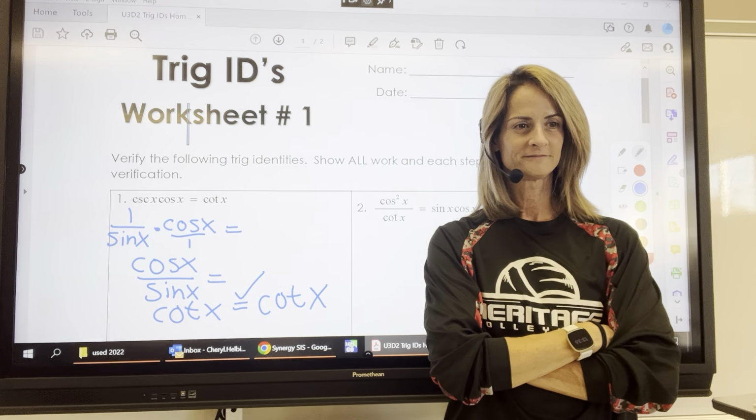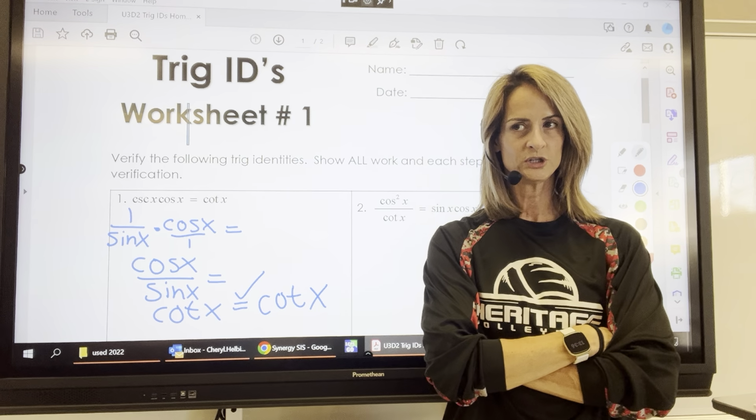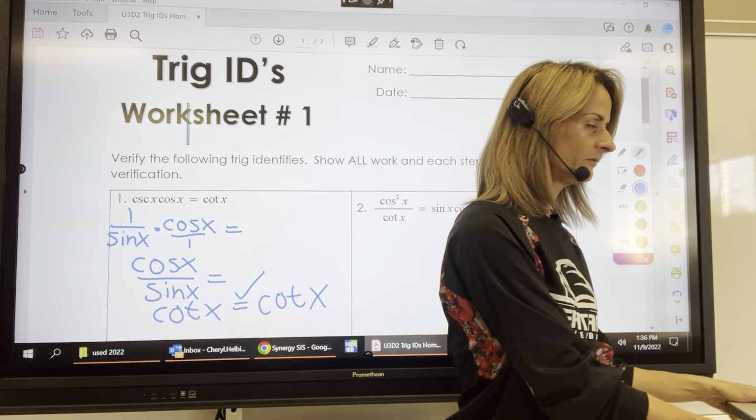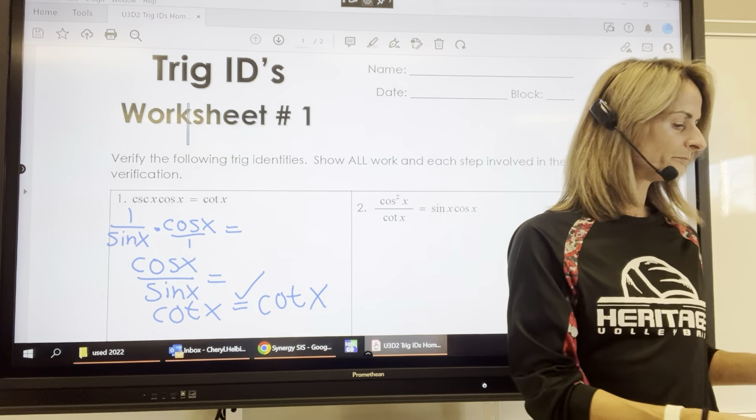How are we doing? Pretty basic question. We just used reciprocal functions. All right, the next one, if there's no questions, I'm going to go to number 2.